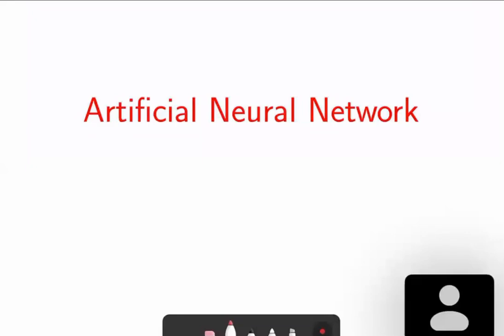Now I'm going to explain artificial neural network. This is called a supervised machine learning method, also called a deep learning method, which is under machine learning. And under artificial network.